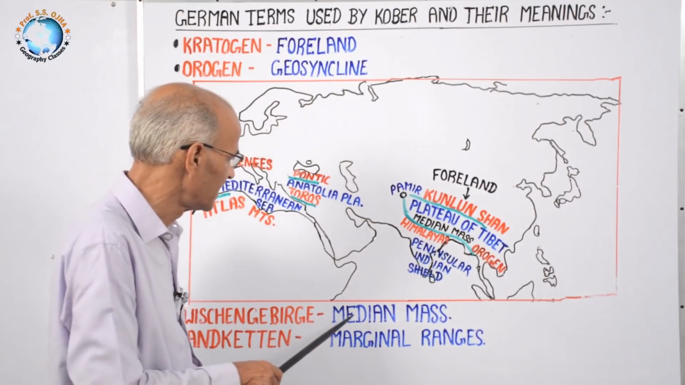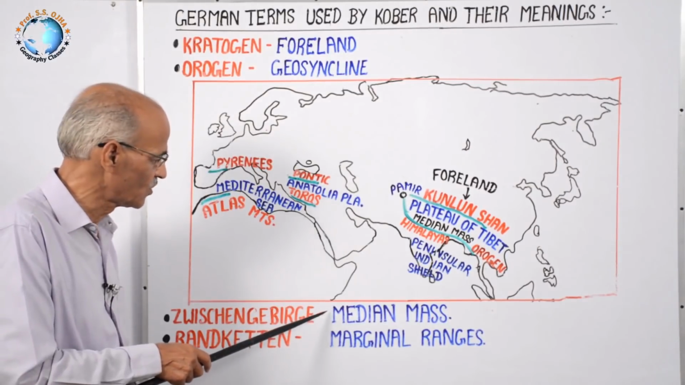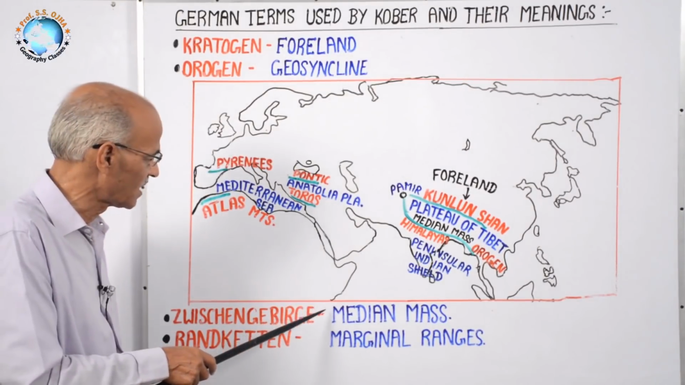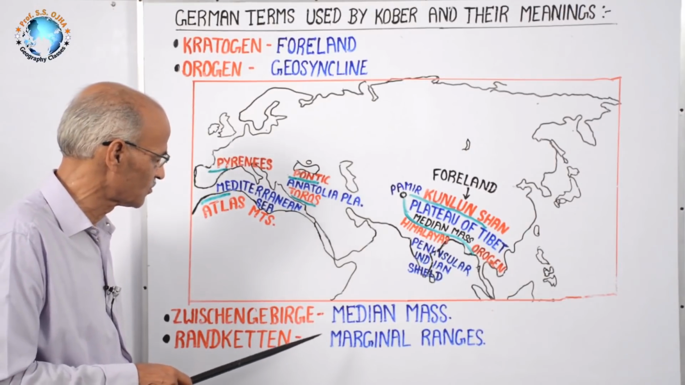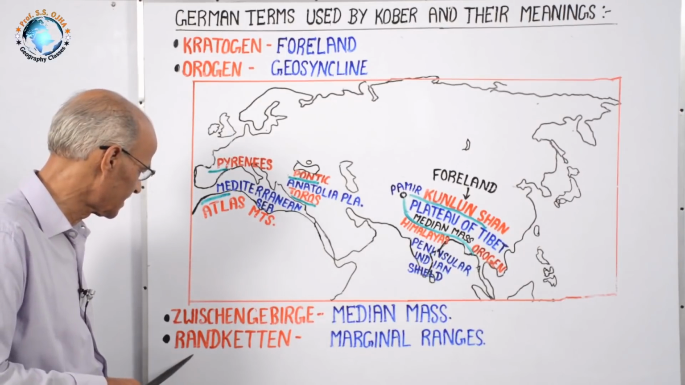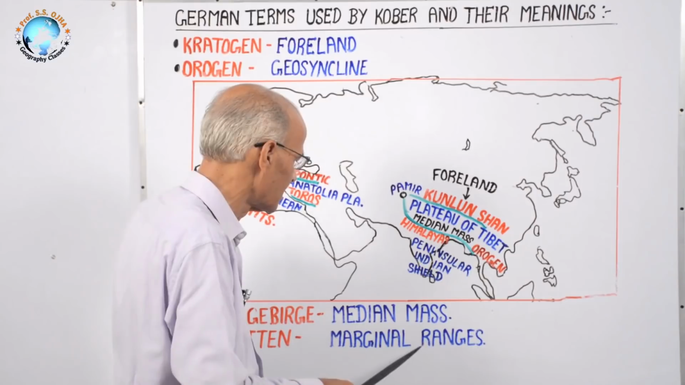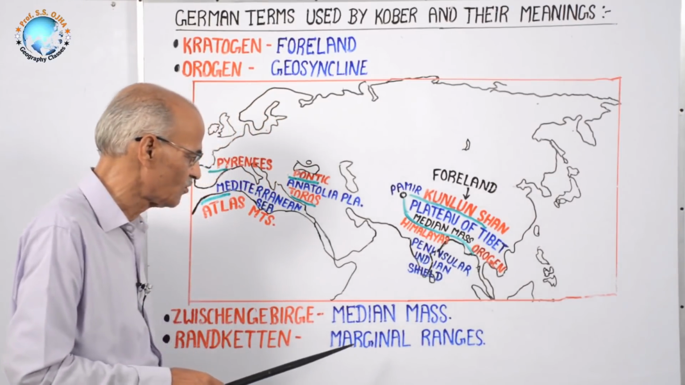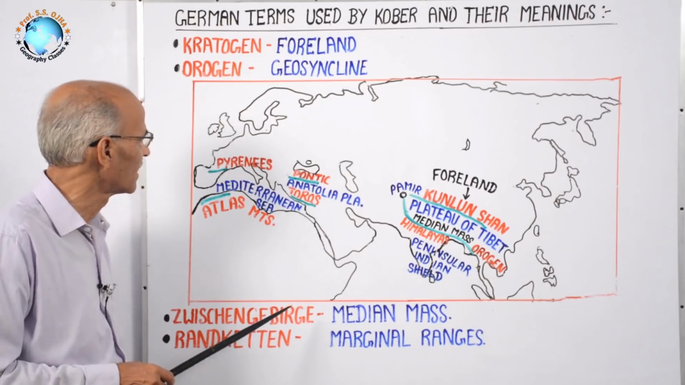Schwarzenberg means median mass. Median mass means that between the two folded mountains there is one hard land that is not changed, and it is also called shield. And his last, very important term is Randketten. Randketten means marginal ranges, which originate first along the border of the foreland.